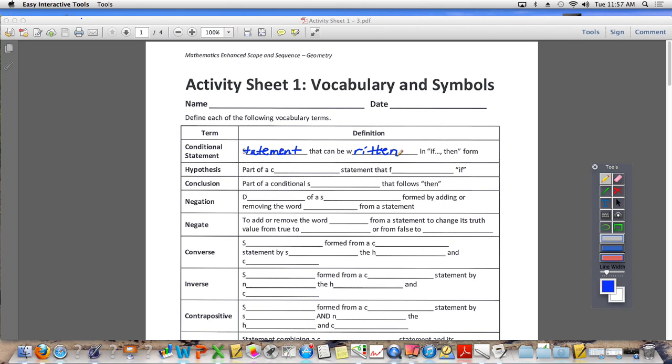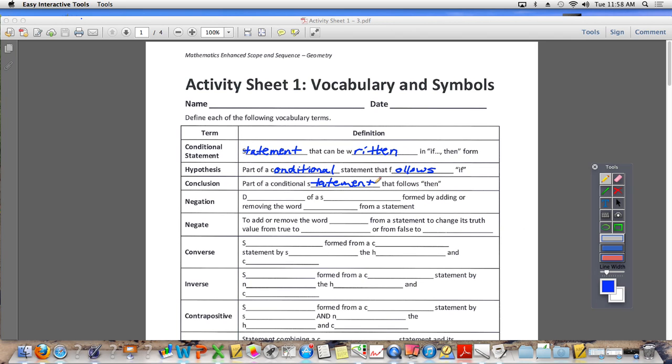It is part of a conditional statement that follows the word if. That follows if. A conclusion is part of a conditional statement that follows the word then. Negation. New word. We haven't talked about this.